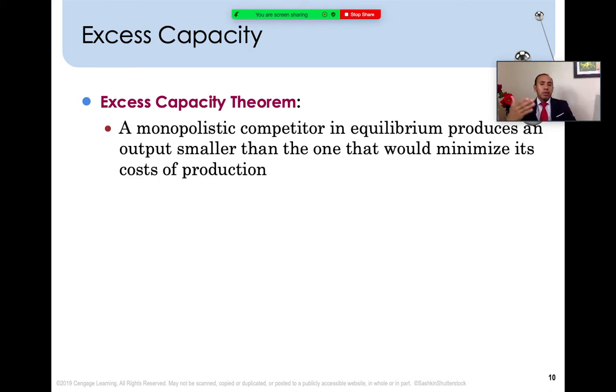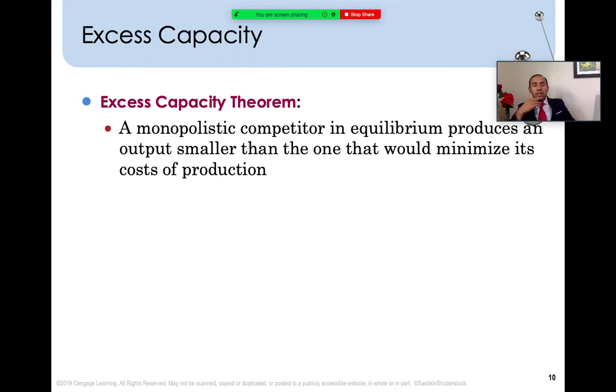The excess capacity theorem specifies that a monopolistic competitor in equilibrium produces limited output, a smaller quantity of output than it normally would if it continued producing where average total cost is the least possible. With the excess capacity theorem, we see that monopolistic firms produce limited output to have an influence on the price, even though the average cost of production is still declining. Average cost is declining, but they produce limited output to set a price.